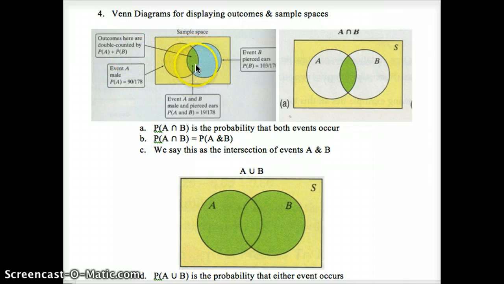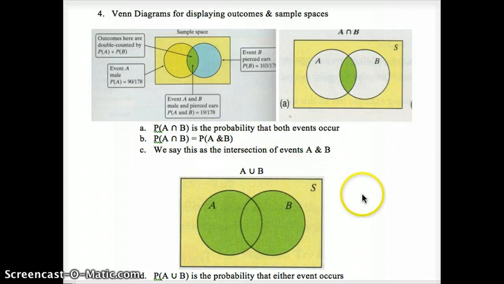So the probability of A or B occurring is the sum of the two circles. However, both events occur here, so we've counted that twice. So when the two events have an intersection, we have to add the probability of A plus the probability of B and subtract their intersection. This represents the intersection in green here. We note this with the little n notation, which means that A and B occur.